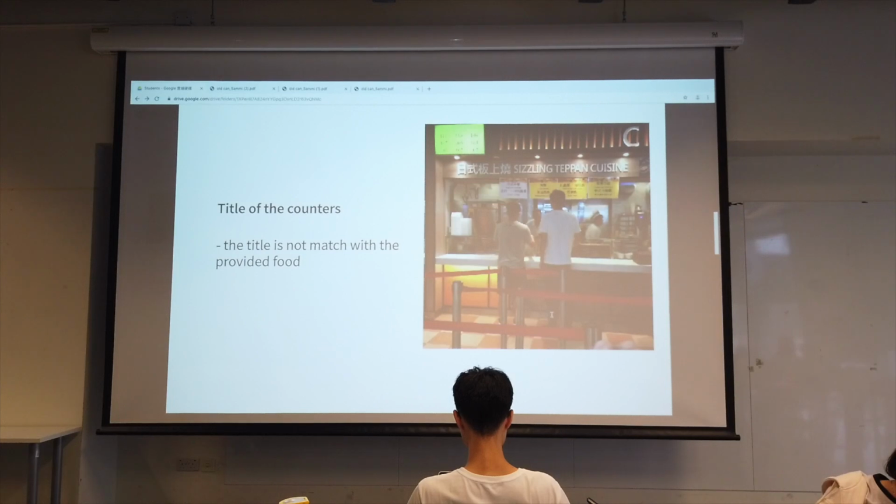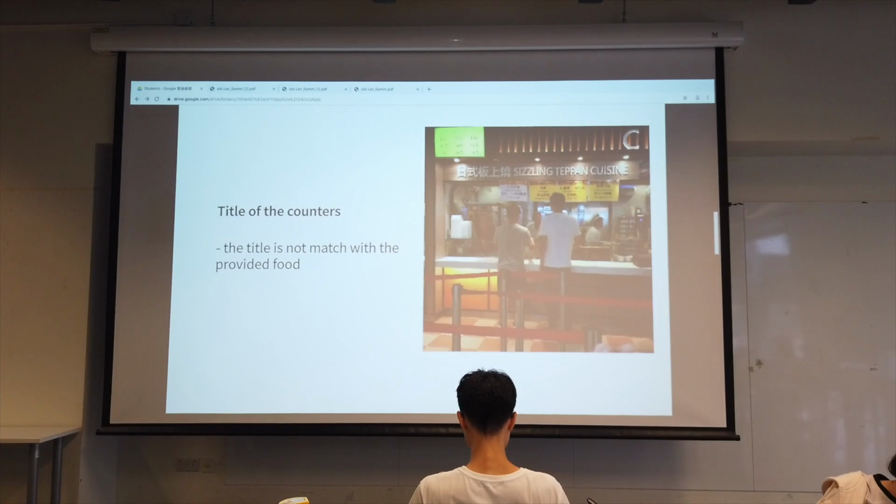Another problem is that there are some big white titles under the counters, but they don't match the dishes provided. For example, the C counter says Japanese cuisine, but actually we can see it is not selling Japanese food, so it may be confusing for customers when they have to take their food. The title may be misleading, and they cannot find the food they ordered if they just look at the big title.